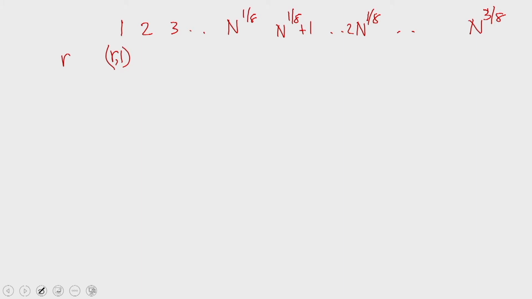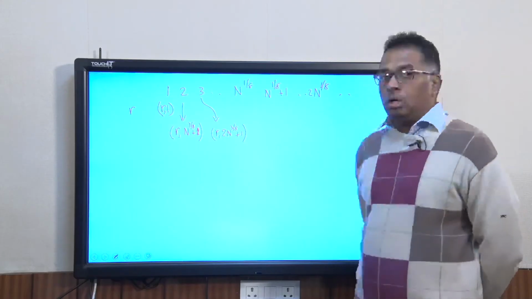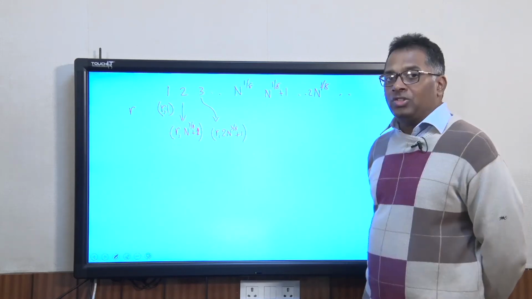Now the second element should be going to the second block, which means that it will be the first element of the second block. The second vertical slice begins with n power 3 by 8 plus 1. So here the coordinate is going to be r, n power 3 by 8 plus 1, and this will be going to the third vertical slice, which will be r, 2 n power 3 by 8 plus 1, and so on. Likewise, every single element in the mesh can find its destination coordinate.